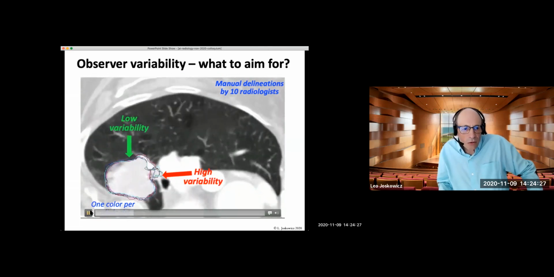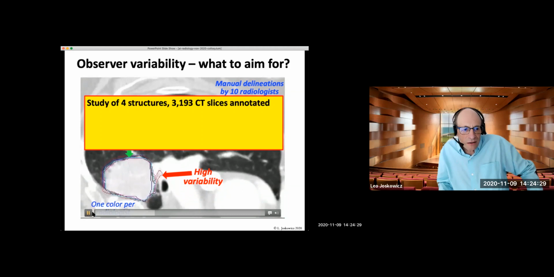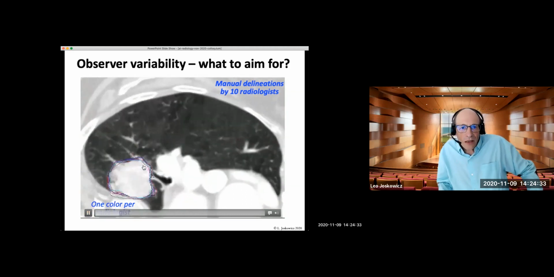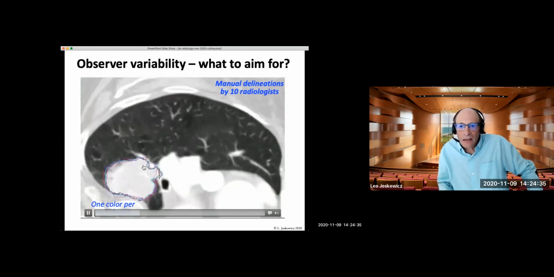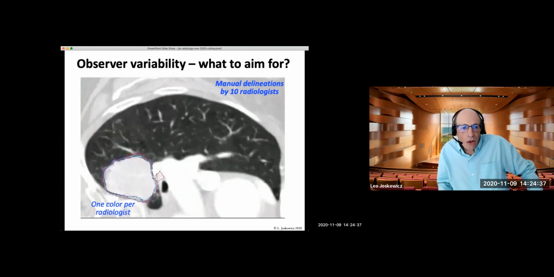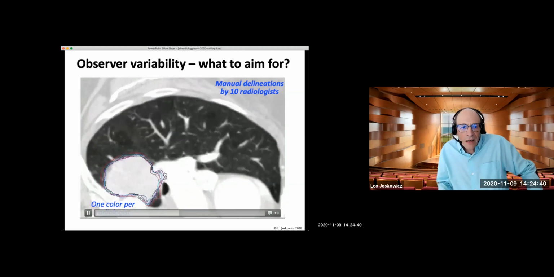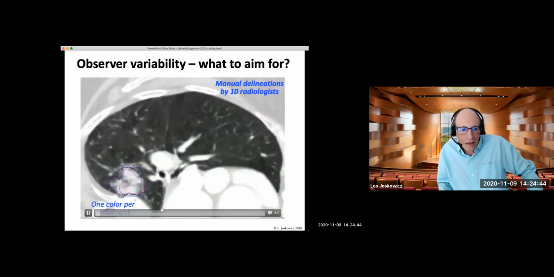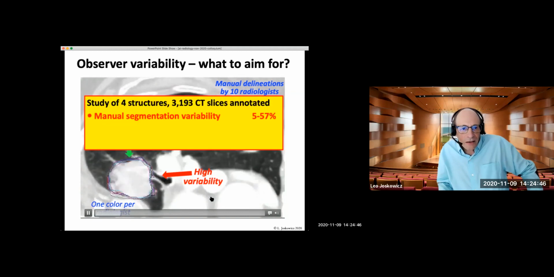What you see here is one color per radiologist. All of them are correct segmentations. So all the delineations are correct. What is the reason that you see variations? Well, obviously, there is variability.